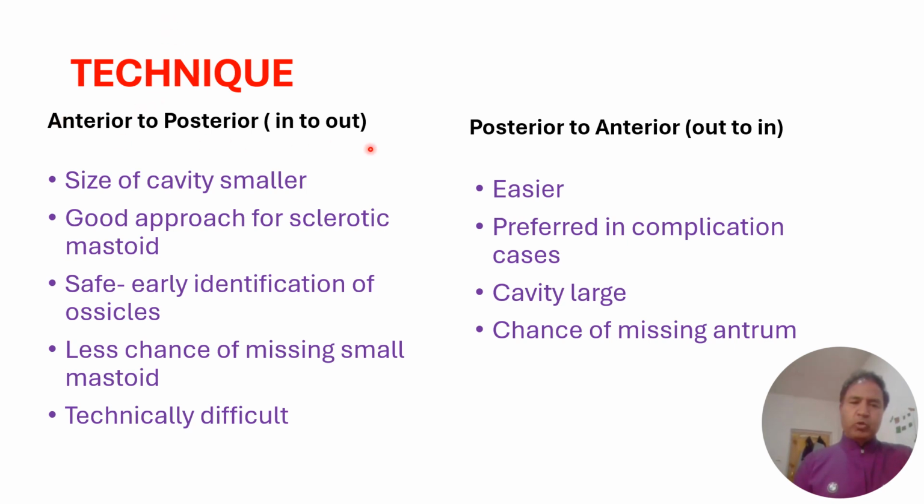Technique: anterior to posterior, in to out; posterior to anterior, out to in. Size of cavity is small. Good approach for sclerotic mastoid. Safe early identification of ossicles. Less chance of missing small mastoid. Technically difficult. Posterior to anterior is easier, preferred in complicated cases. Cavity is large, chance of missing antrum.